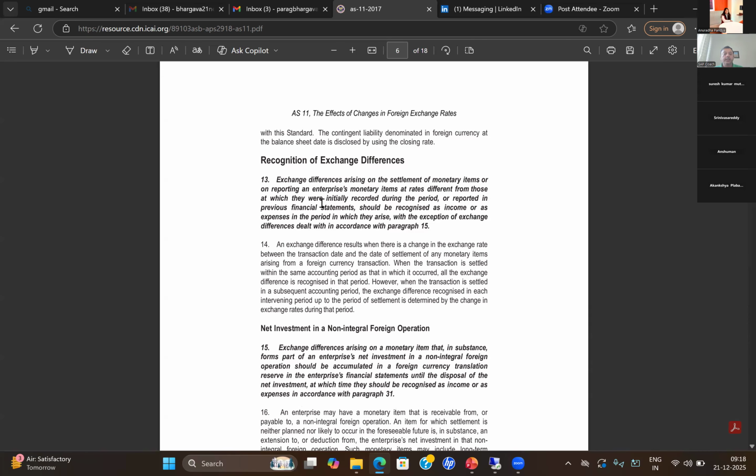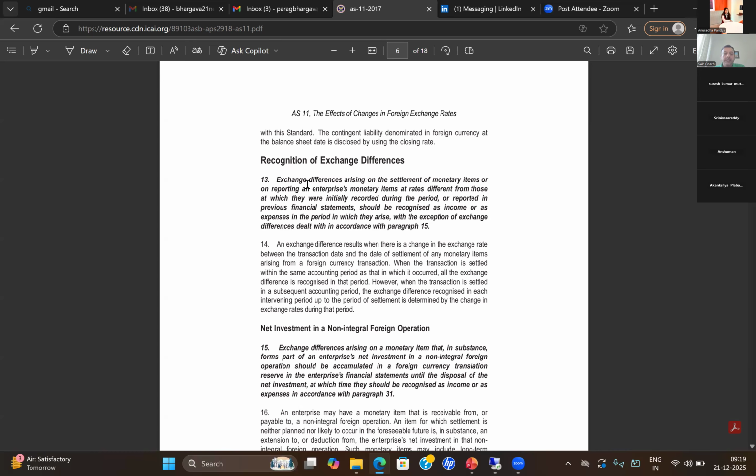Let's read number 13. Exchange difference arising on the settlement of monetary items, on reporting an entity's monetary items. Monetary items are, for example, trade payables, trade receivables, at rates different from those at which they were initially recorded. Initially recorded, we talked about the posting date on which it was initially recorded. And then when it is settled, by settled I mean if there is a vendor liability, I am paying that vendor liability, or if I have done some export billing, when I am doing the collection of the amount, that is called settlement. And at the time of settlement, what should happen?